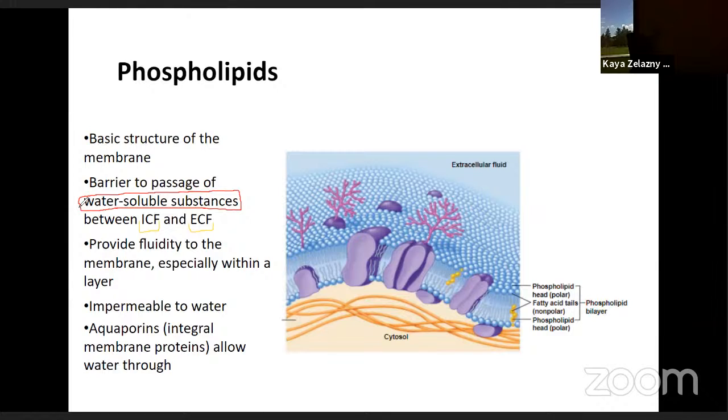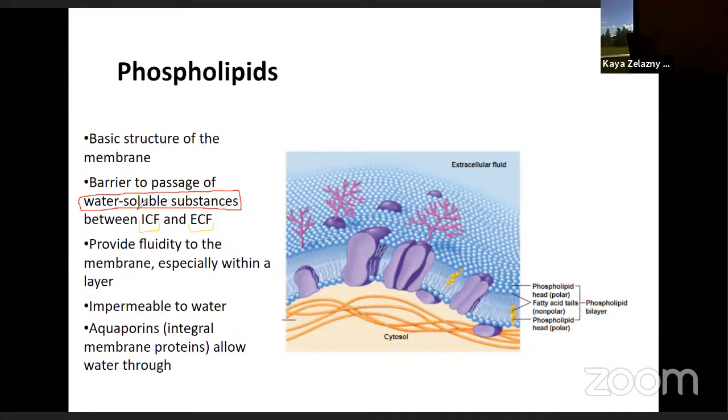It would not be able to travel across the membrane either. So anything with a plus or minus next to it, and our carbohydrates, are going to be considered water soluble. They're not going to be able to pass easily across this membrane without help.